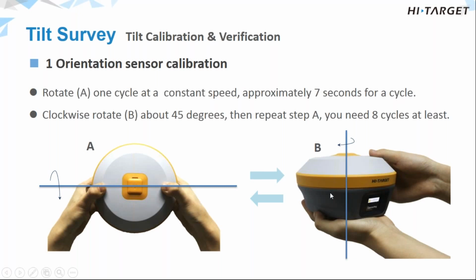After the calibration is completed in each direction, there will be a ding-dong sound to indicate success. Otherwise, you need to do this calibration again. So this part is all about the orientation sensor calibration.